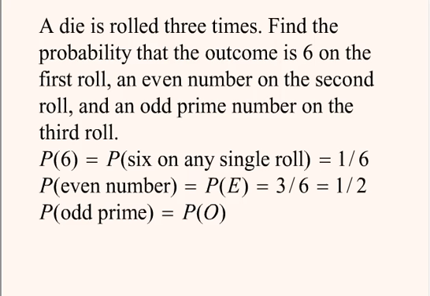For the third roll, the probability of getting an odd prime, which we'll call event O, is given by 2/6 because there are 2 odd primes on a die, namely 3 and 5. That simplifies to 1/3. So what we've seen is on the first roll, the probability of getting a 6 is 1/6. On the second roll, the probability of getting an even number is 1/2. And on the third roll, the probability of getting an odd prime is 1/3.